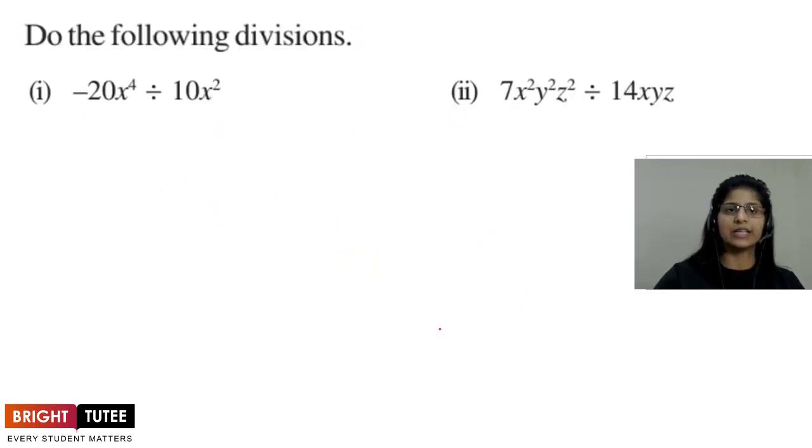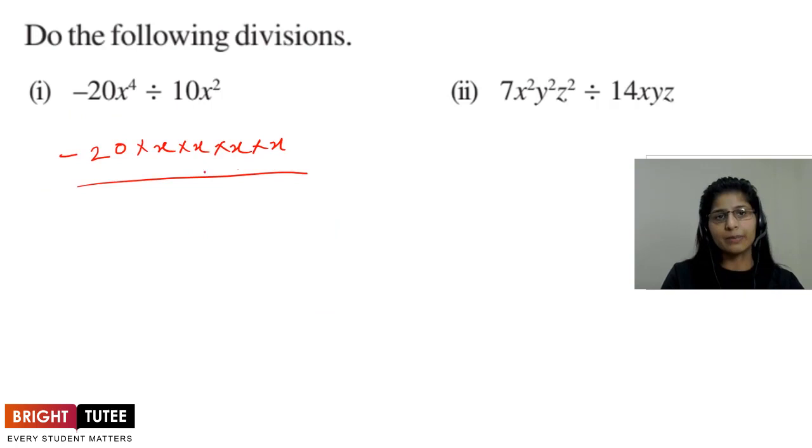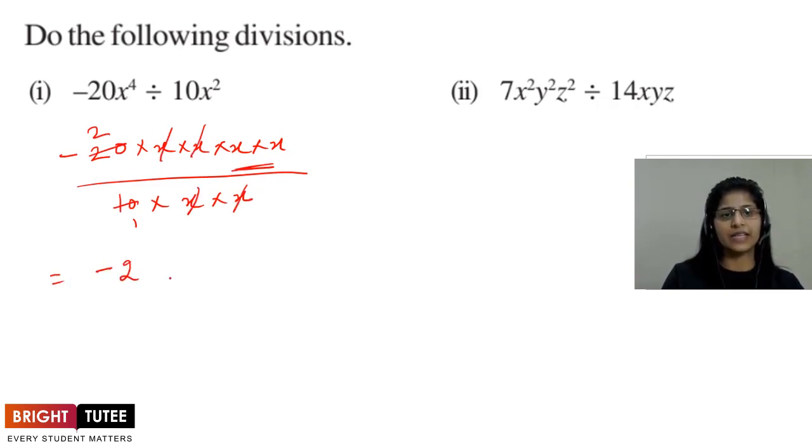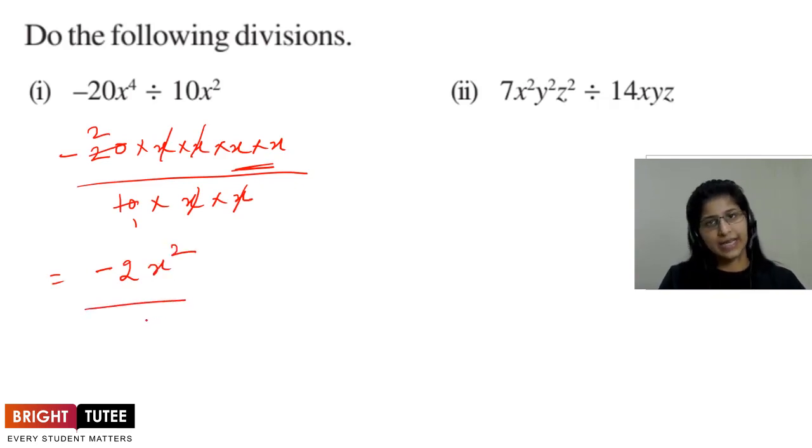Now, just see these two questions. I hope this is going to be really easy for you to solve. The first part, minus 20 x to the power 4, which means x will be written 4 times, divided by 10 into x square, which is x into x. 10 twos are 20. So we have minus 2. x and x getting cancelled. So we are just left with x into x, that is x square. So minus 2x square is the answer.